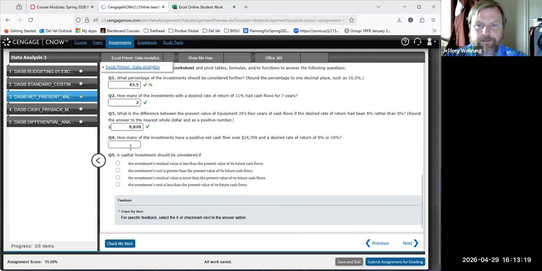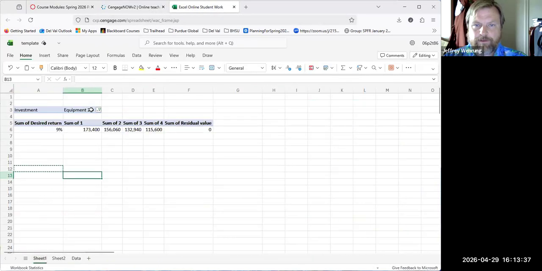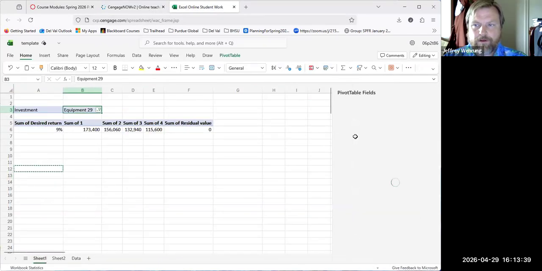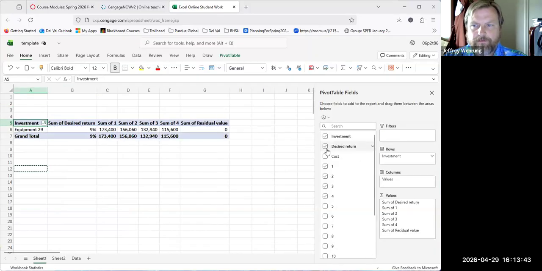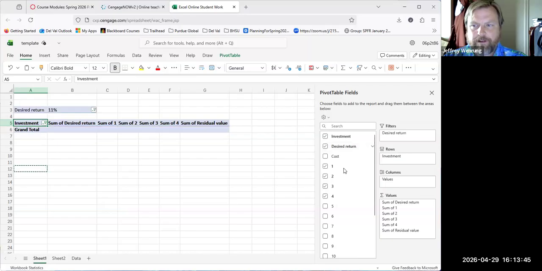Okay, let's see. How many of the investments have a positive net cash flow over this amount, 24,700, and a desired rate of return of 9 or 10%? So I filter for 9 or 10%, and then I just have to see which ones have a positive cash flow that's greater than this amount. So let's look at it. If we go back to our pivot table. Okay. We don't need investments. We need the desired rate of return here.